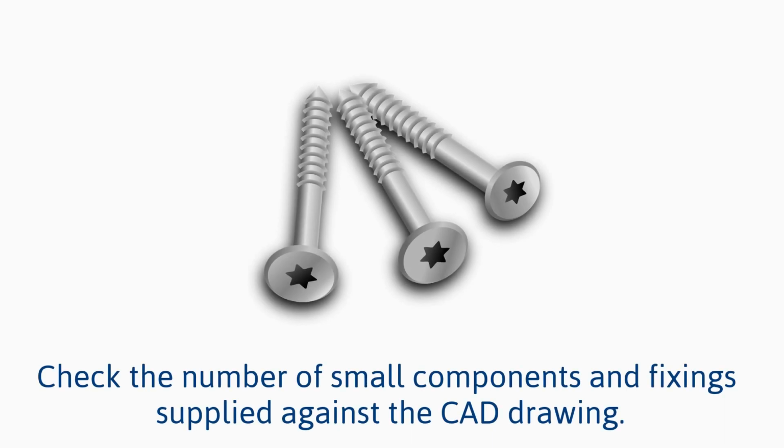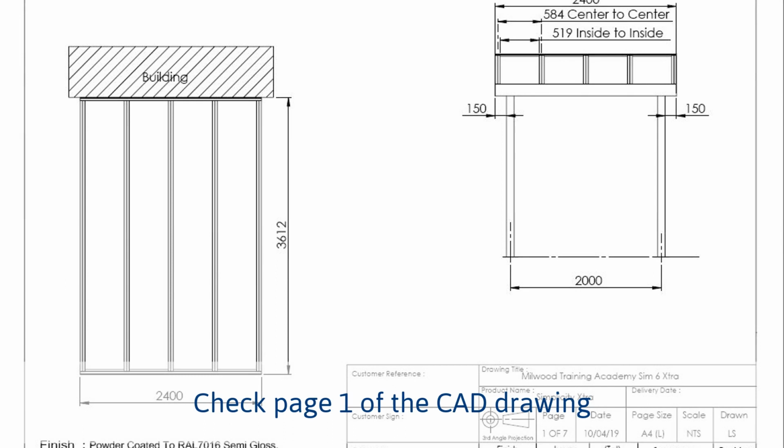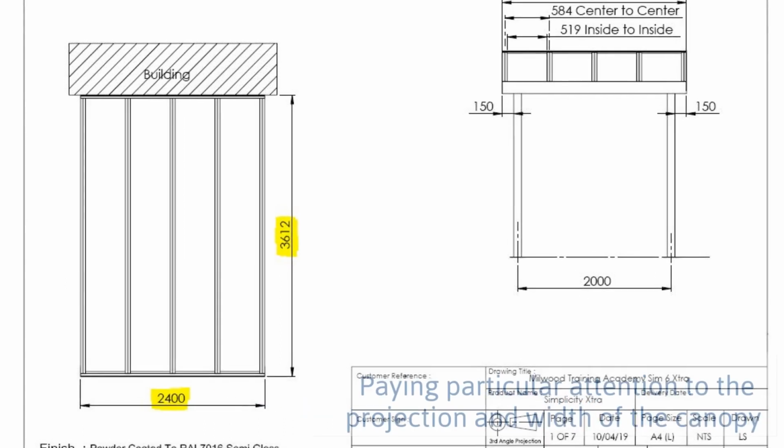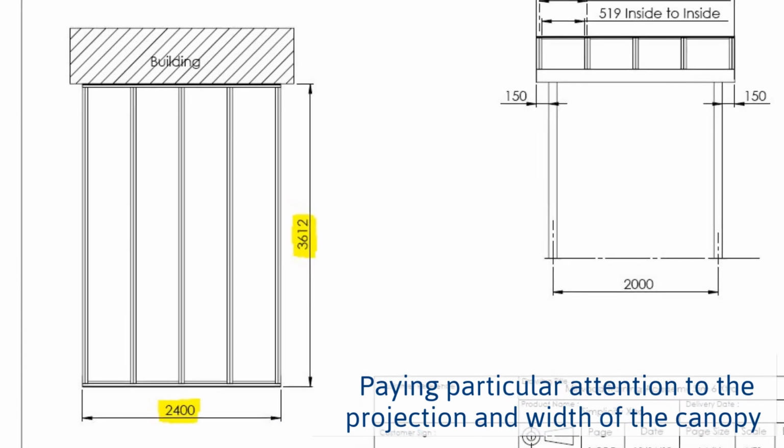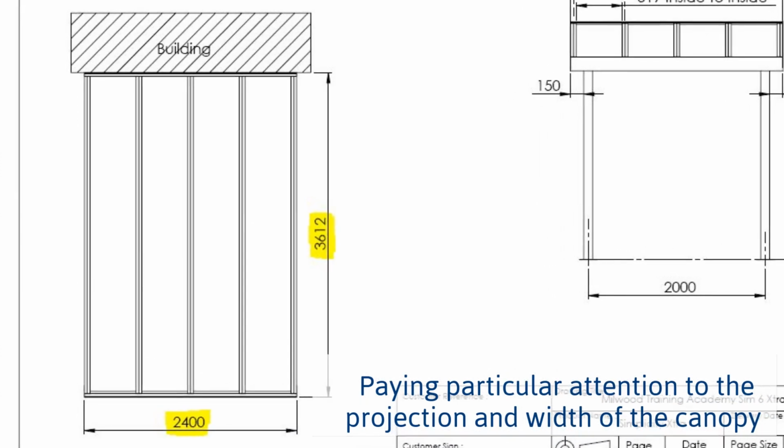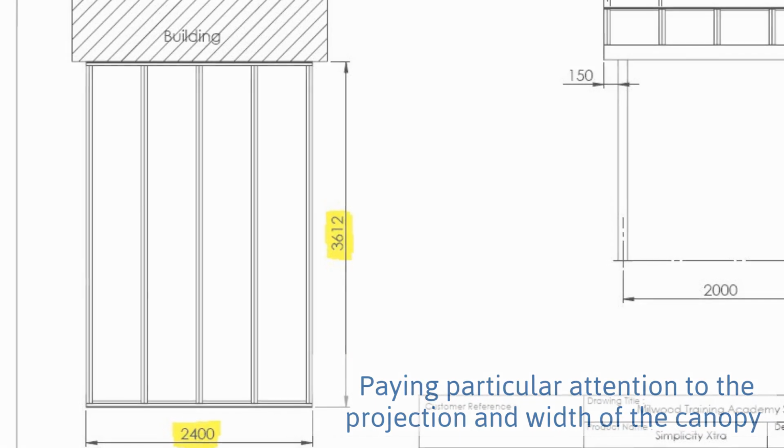Within your delivery, you will find a bag which contains the small components and fixings. Please check you have the correct amount of each supplied. Then, please look at page 1 of your CAD drawing, paying particular attention to the projection and width of the canopy, making sure it matches your order and your requirements from the canopy.